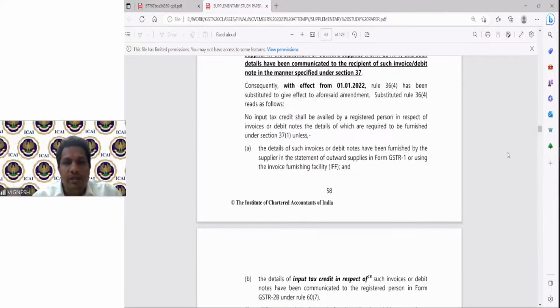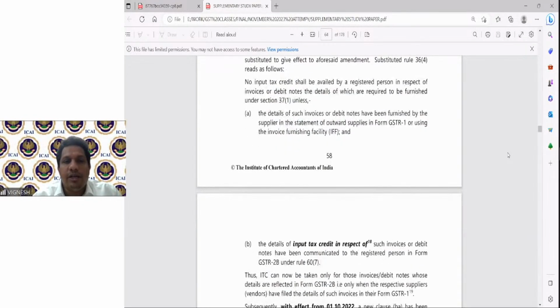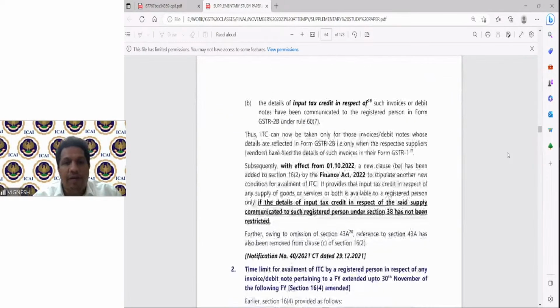What are the amendments which are there? No ITC shall be availed in respect of the invoice or debit notes, the details of which are required to be furnished under 37(1), unless it has been clearly indicated in GSTR1 or using the IFF, and the details of the ITC have been communicated to the registered person in form GSTR2B. So in this GSTR2B, you clearly have to give what are the respective input tax credit which is being communicated. I hope you got the point.